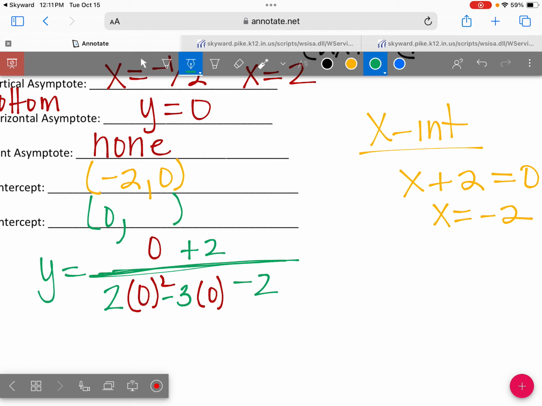So what do we get? -2? Who got -2? I ain't getting -2. I got -1. Yeah, I got -1. So this is what I do, okay? You can do this the long way, but we know that anytime you multiply by 0, it's going to cancel, right? So I know this is going to go away, this is going to go away, and this is going to go away. The only thing I have left is +2 divided by -2, which is -1. So that would be my y-intercept.